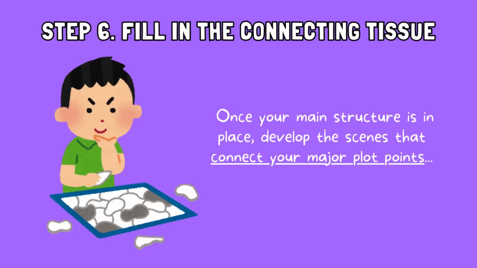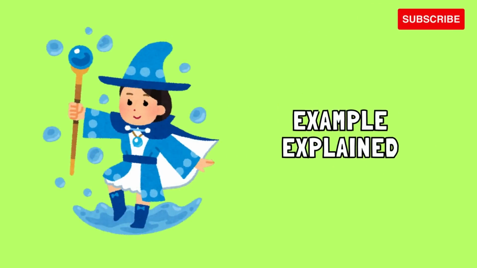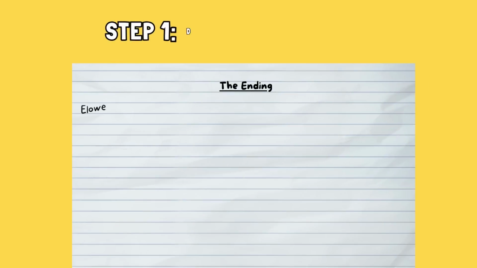Now let's apply this technique to a simple story about Elowin, a reluctant young mage who ultimately defeats an ancient curse that has been slowly turning her realm into stone. Step 1. Define the ending.